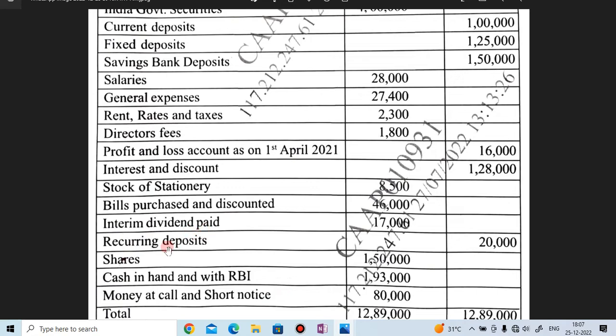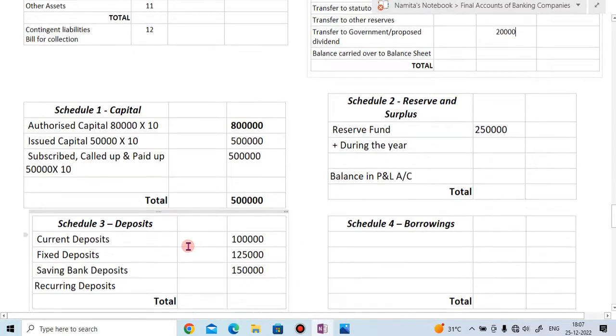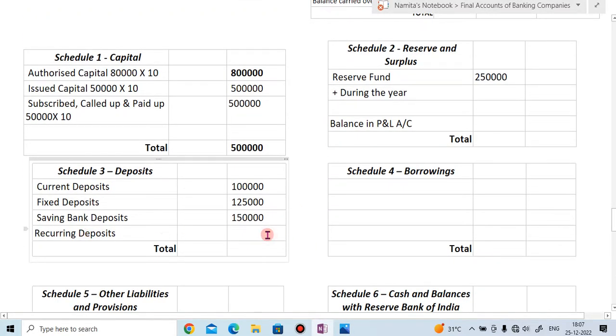Now after interim dividend, recurring deposit will come in schedule number 3. 20,000 is the recurring deposit. So write it in schedule number 3.